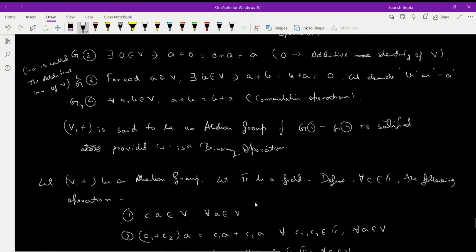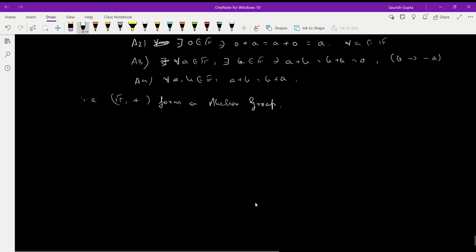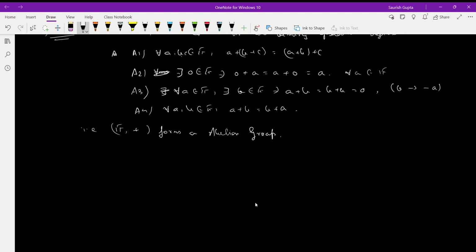This forms an abelian group, right? So you have an abelian group. Got it? Okay. Next we have these axioms.